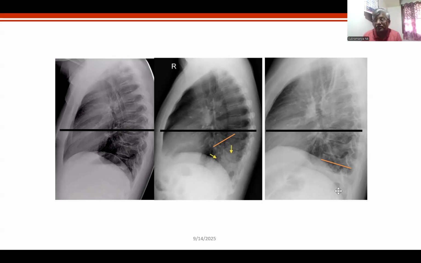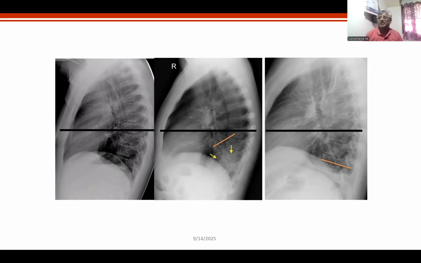Next, you have to identify two hemidiaphragms, the right and the left. One of the ways you can identify right and left is by knowing the stomach bubble. I'll show you here. This is the left hemidiaphragm because there is a stomach bubble. This is the right hemidiaphragm because there is no stomach bubble. This is one of the easier ways to identify. There are multiple other ways.